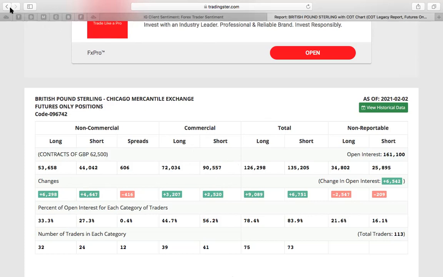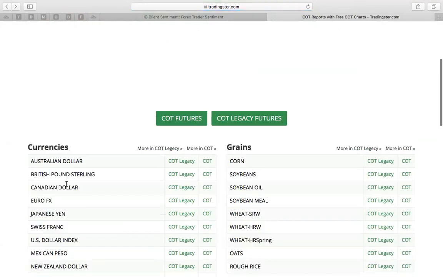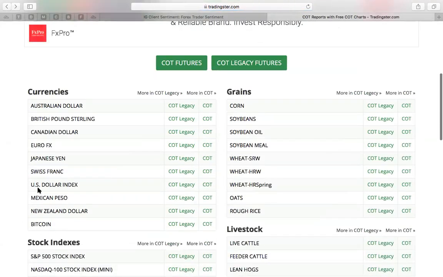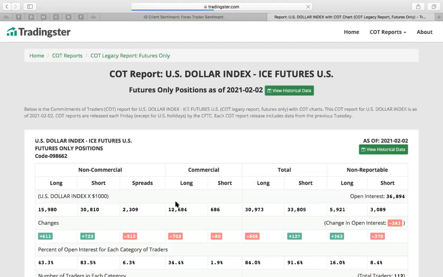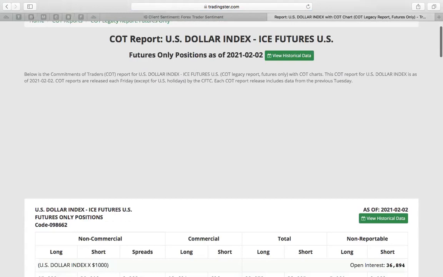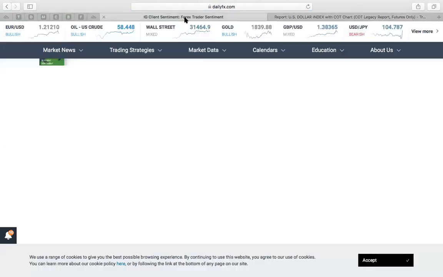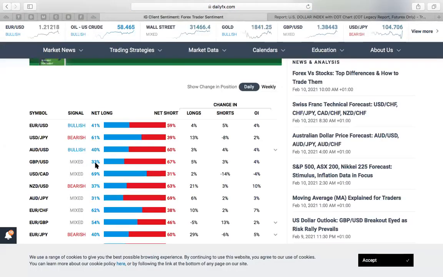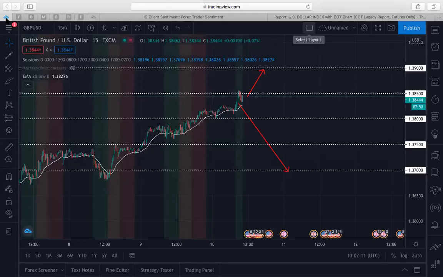So you could also check USD. So you can see we have more shorts. So you have your second confirmation. You have your sentiment confirmation. Now you just need to decide when to trade, and these levels can help you, and timing.